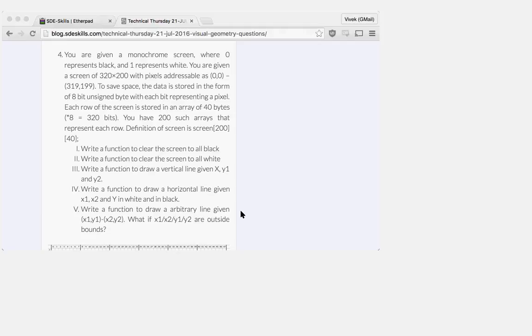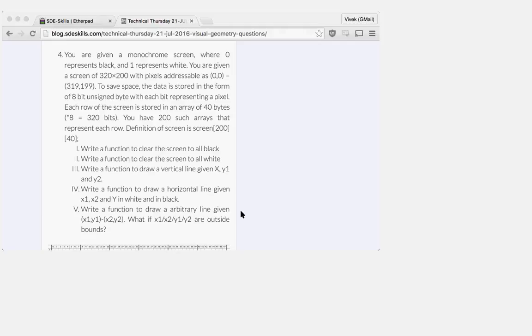You're given a monochrome screen, and a monochrome screen essentially has a white or black pixel, that's why it's monochrome. A 0 represents black and 1 represents white. The screen has 320 pixels in the x-axis and 200 pixels in the y-axis. So 0, 0 is the top left corner, and 319, 199 is the bottom right corner. To save space, you don't want to store the data as is.